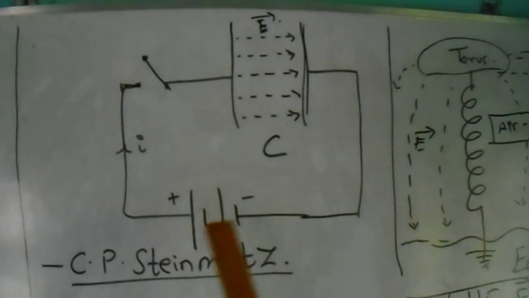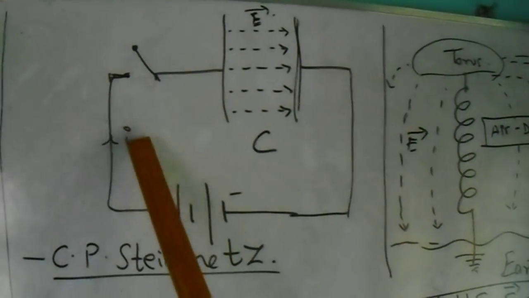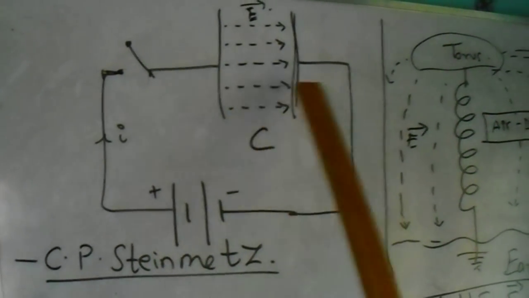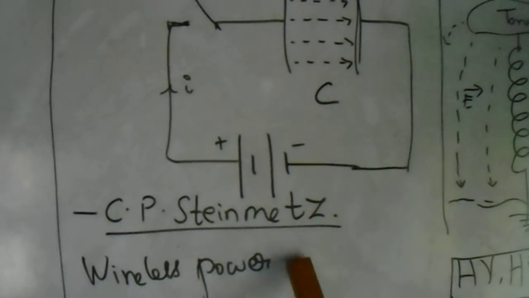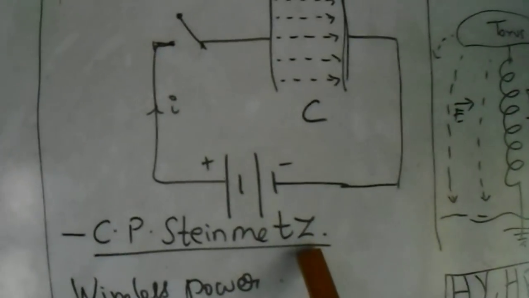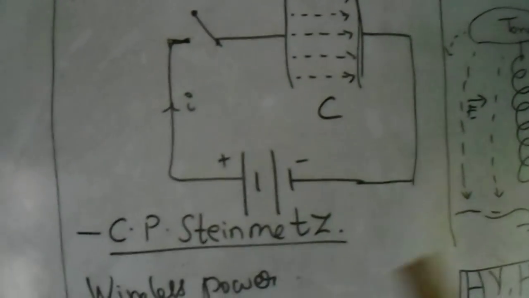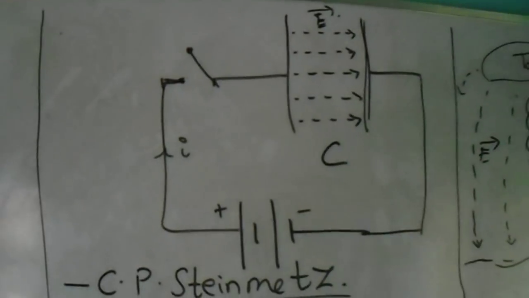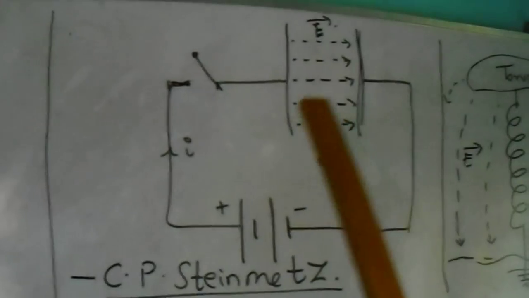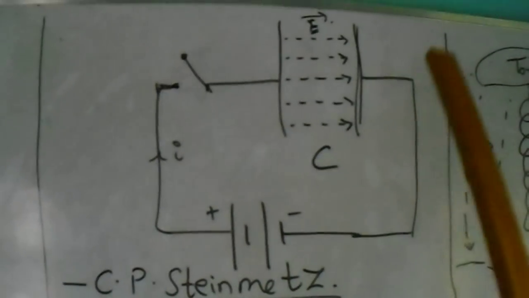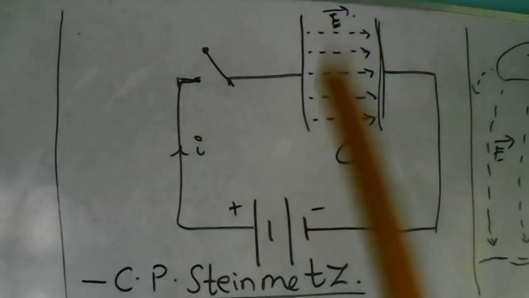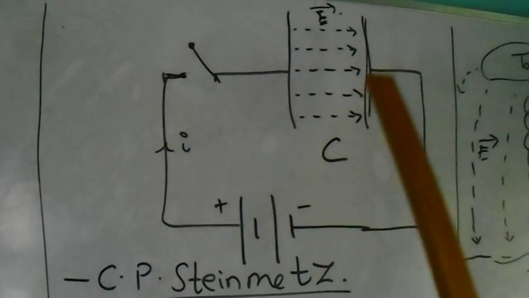Now look at this diagram. What you have here is a battery connected to a capacitor. Once you close the switch, there will be a current going in, and there will be a displacement current going between these two plates. And according to C.P. Steinmetz, the very famous and unnoticed electrical engineer and scientist, it's actually scalar waves being transmitted between one plate and the other plate of the capacitor. And this is what the longitudinal component is. The displacement current is a misunderstood concept.